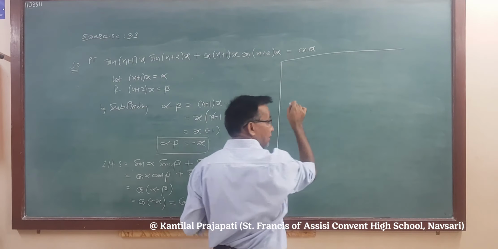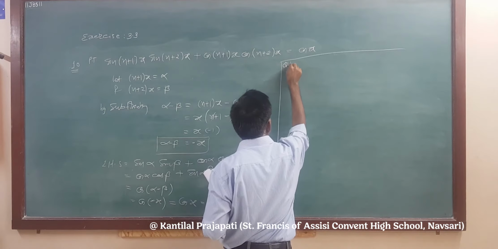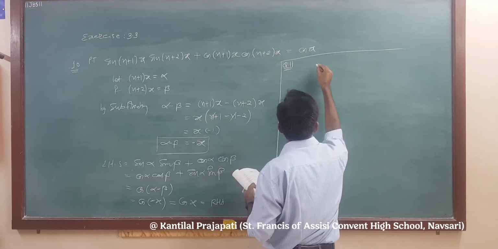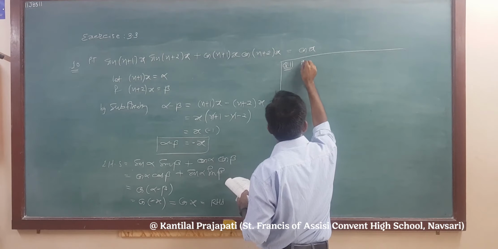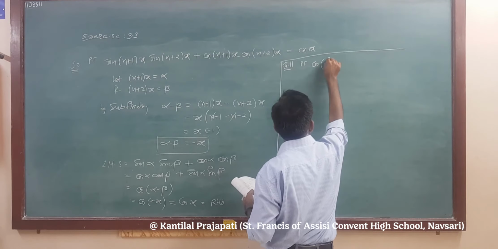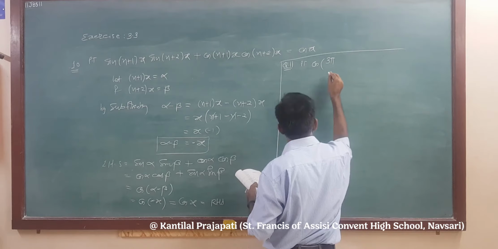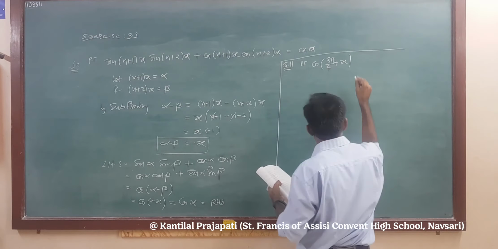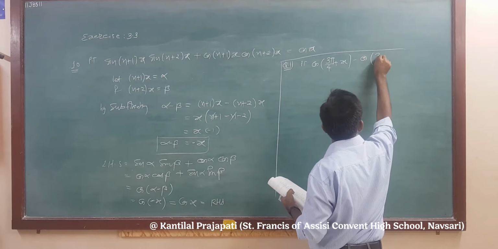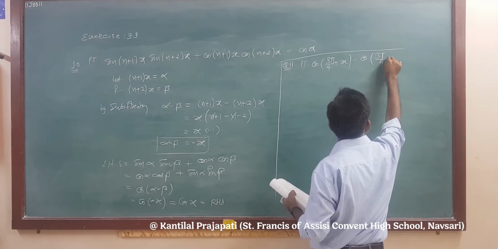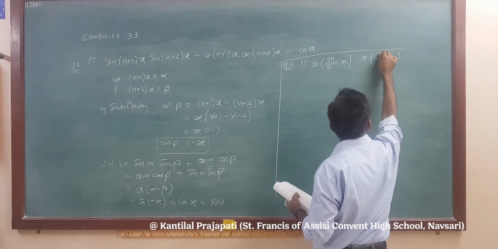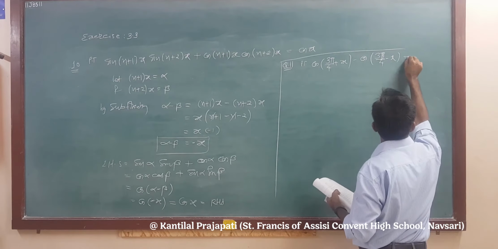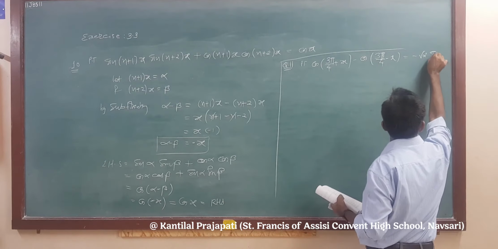Now question number 11. Prove that cos of (3 pi by 4 plus x) minus cos of (3 pi by 4 minus x) is equal to minus root 2 sin x.